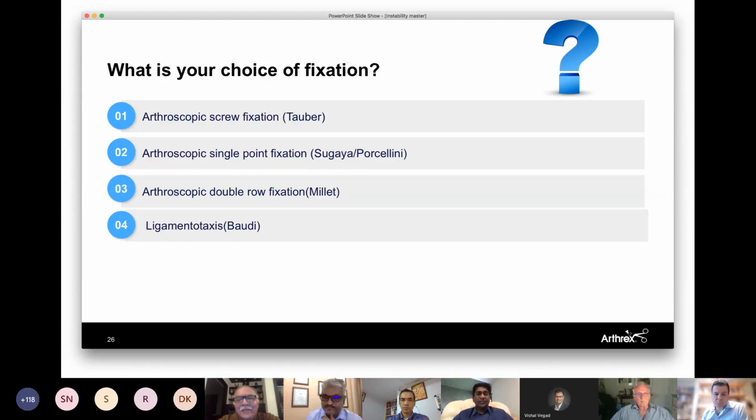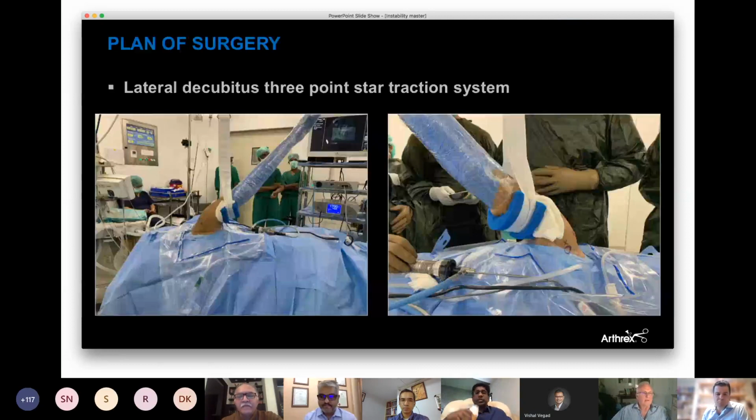68% would go for a double row fixation, so the Millett technique. I think that's shown to be biomechanically far superior to the single point fixation in two recent studies. Let's carry on. Great work. Next slide, please.